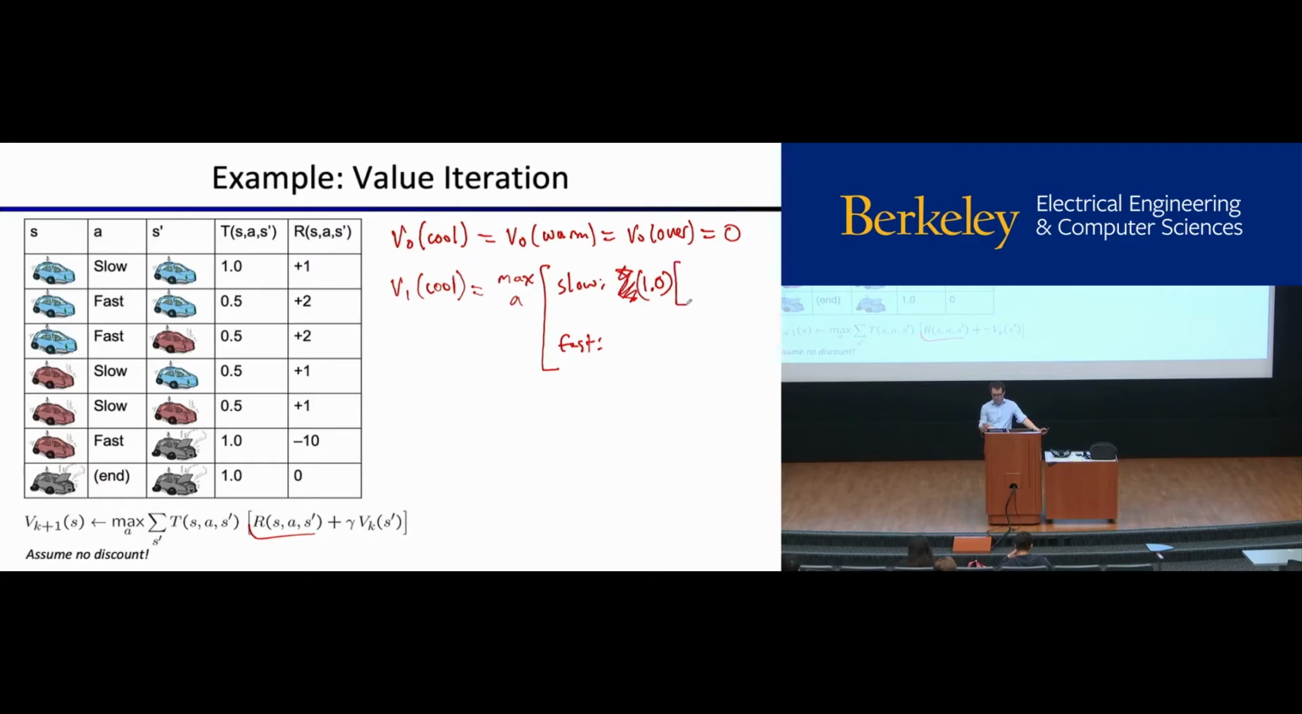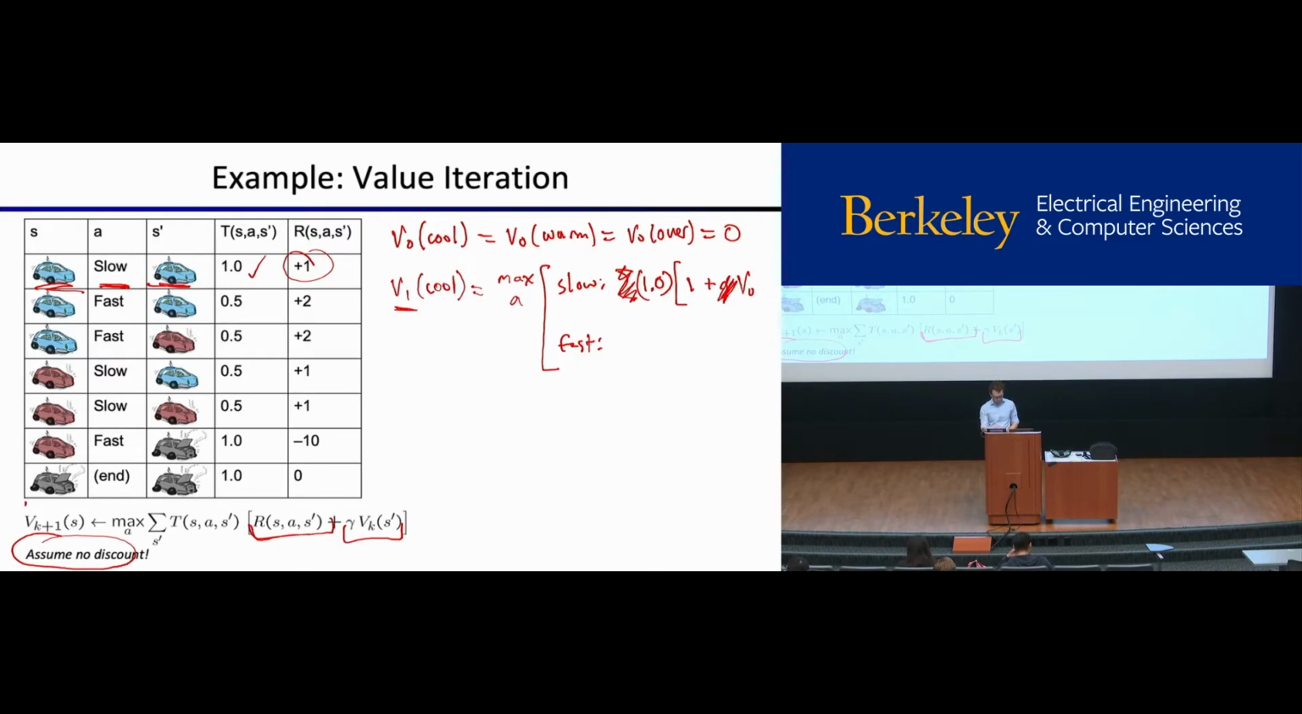And what are we taking the expectation over? Well, it's R plus gamma V. So R comes from, we're going slow in the cool state, and there's only one state we can end up in, it's cool, and R comes from here. So we've already dealt with this. We have to put the 1 in there, and then we say plus gamma, which we're going to assume no discount for now, so we can ignore gamma, times V. Which V? V0, because we're looking at V1, and we're defining it in terms of V0.